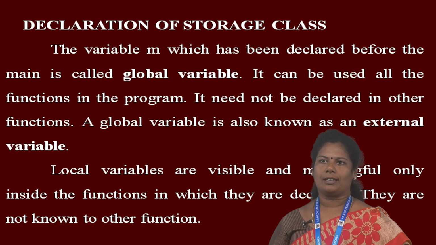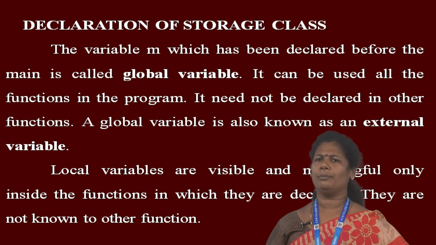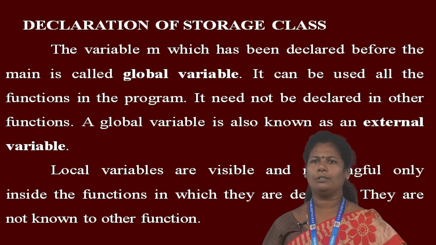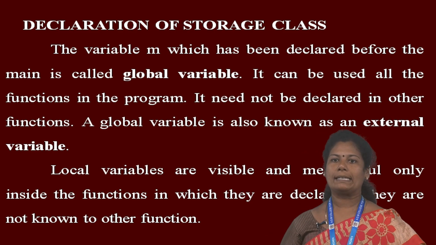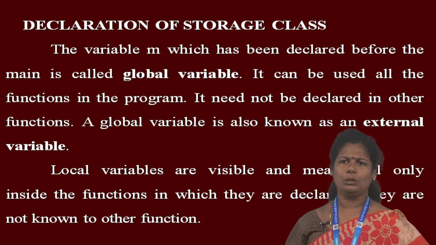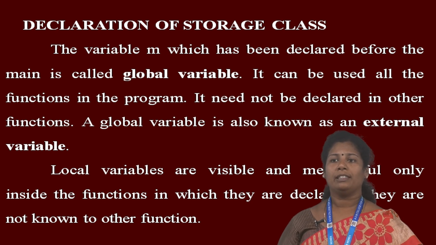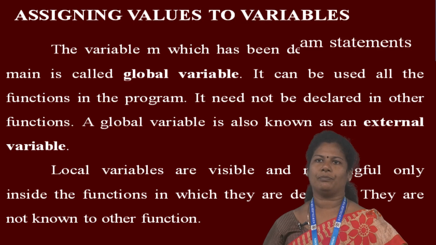Declaration of storage class. The variable m, which has been declared before the main, is called a global variable. It can be used by all the functions in the program. It need not be declared in other functions. A global variable is also known as an external variable. Local variables are visible and meaningful only inside the functions in which they are declared. They are not known to the other functions.